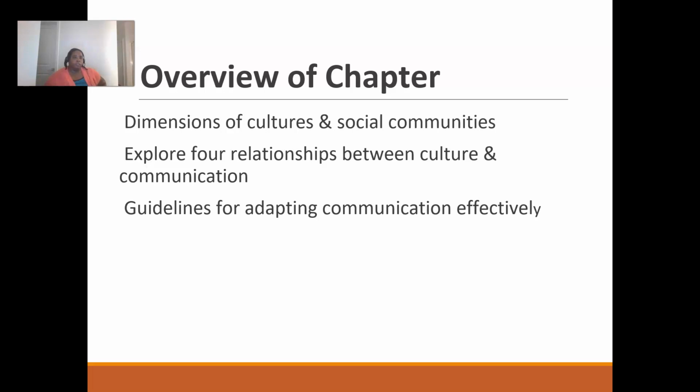Okay, so in this chapter, we're going to explore several communication studies theories in regard to intercultural communication. We're going to talk about different dimensions of cultures and social communities. When we think of intercultural communication, because there are so many cultures and they're so vast, researchers have placed several cultures in different categories, and these categories are what we call dimensions. We're also going to explore four relationships between culture and communication and guidelines for adapting communication effectively.